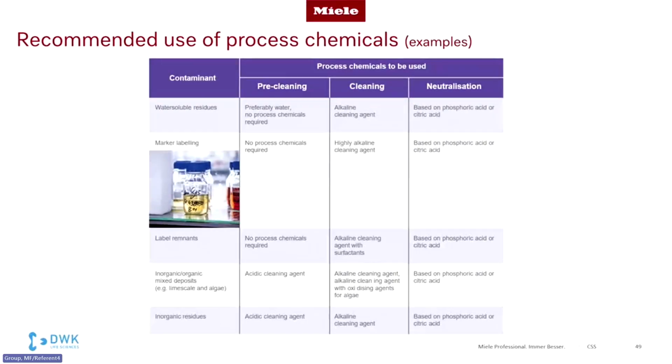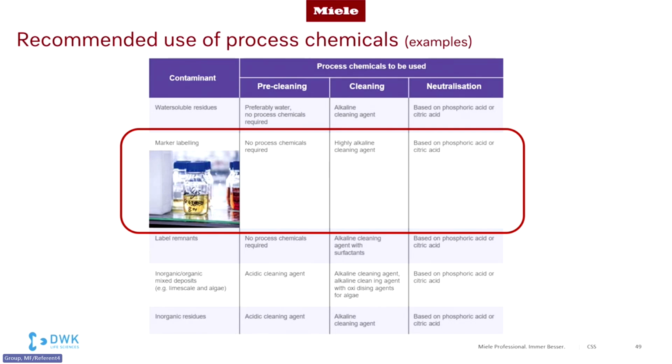We don't have time to go over these different applications and soilings to make a recommendation which detergents or process chemicals to use. But what I would like to show you as an example is an extract from a big table where in the first column you see the contamination or the soiling, and the following columns show the recommended consumables in the pre-cleaning, cleaning phase, or in the neutralization phase.